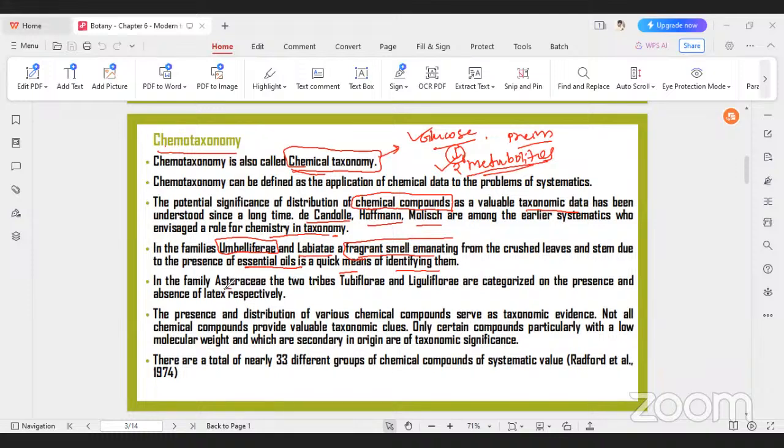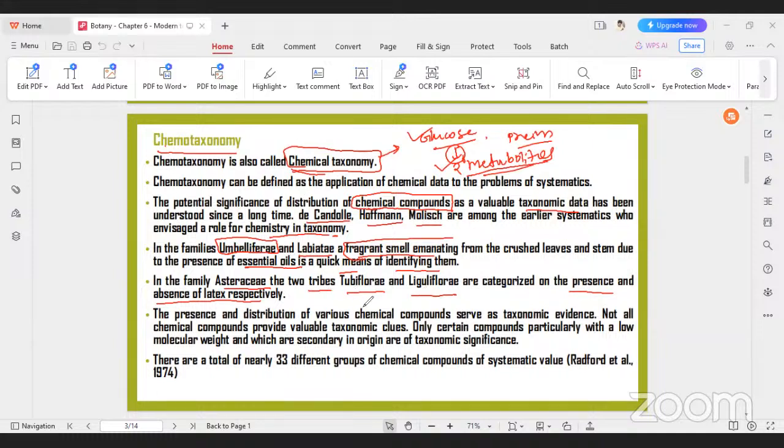And another family is Asteraceae, it has two tribes. These are Tubiflorae and Liguliflorae. These are categorized based on the presence or absence of latex respectively. Latex is also a secondary metabolite. The presence of latex, Tubiflorae; absence of latex, grouped in Liguliflorae. So these are also chemicals.